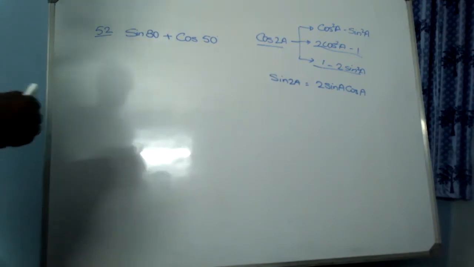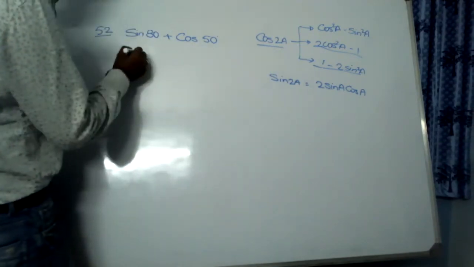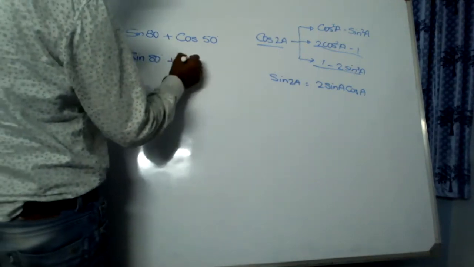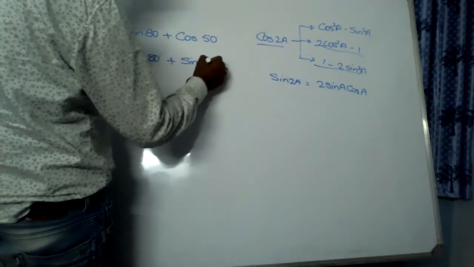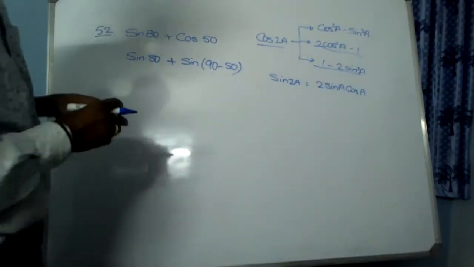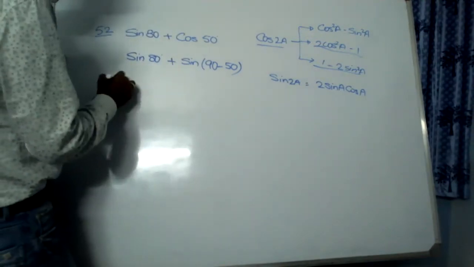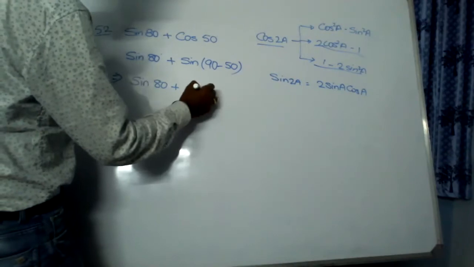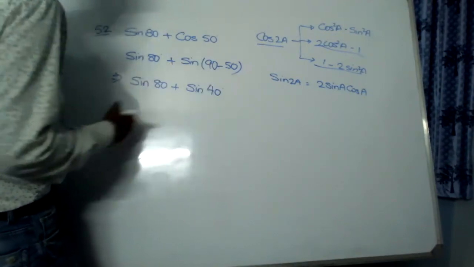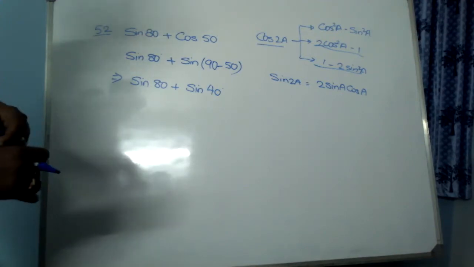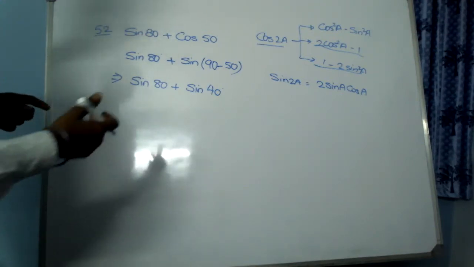So first, I can keep sine 80 as it is. Cos 50 I can write as sine of 90 minus 50, because cos theta is sine of 90 minus theta. Next, I'll write it as sine 80 plus sine 40 degree. Yes, 90 minus 50 is 40. Okay, it was cos 50 only, right? Okay, 80 and 50. Fine.